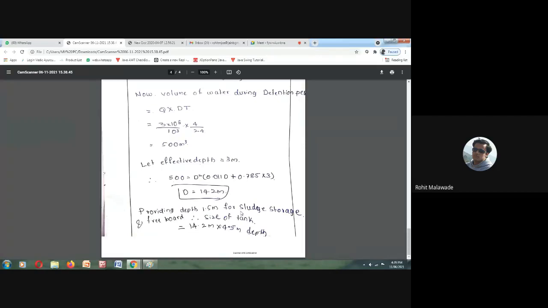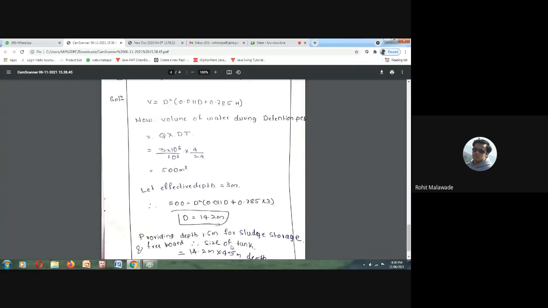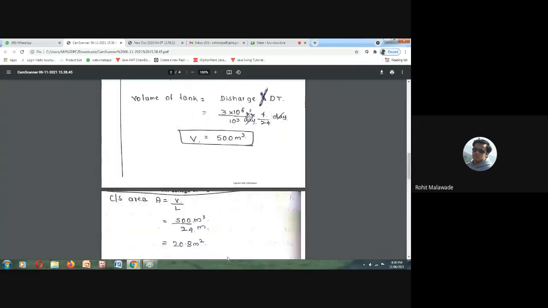of 1.5 meter for sludge storage, right? I have told, right? We are going to have the sludge storage for about 1.5 meter. And then the size of the tank is 14.2 meter as your diameter of the tank, 4.5 meter as your depth of the tank. So in your circular sedimentation tank, what is important is this diameter of the tank and the depth of the tank.